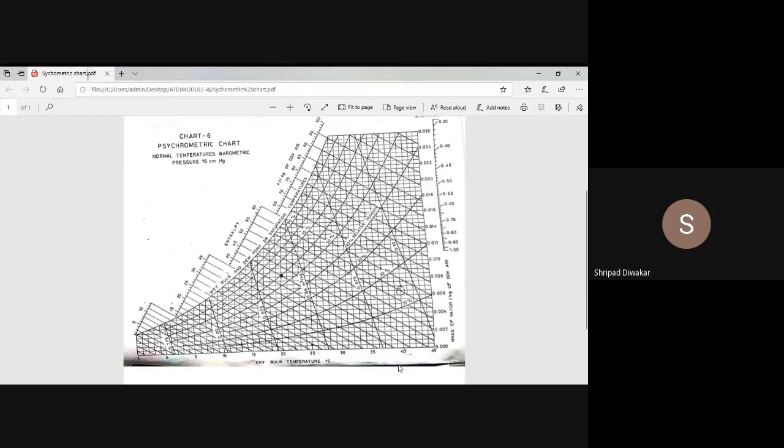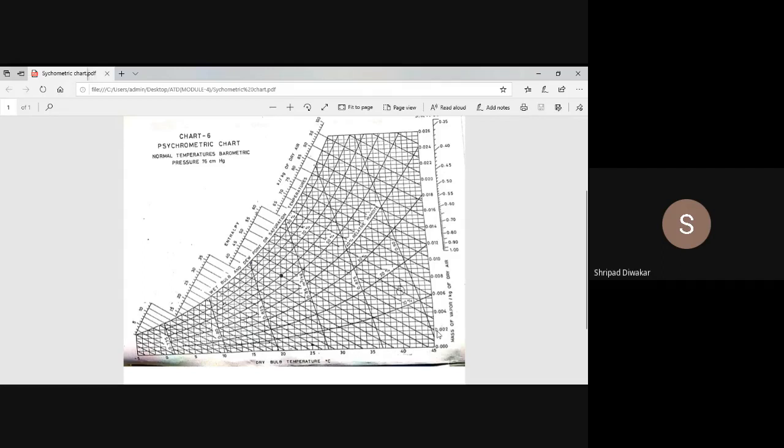The second definition we studied is specific humidity. Specific humidity is the ratio of water vapor to dry air, that is, how much moisture is present in the dry air. We studied the definition and derived it in the theoretical part. The second one is specific humidity. Don't confuse specific humidity with relative humidity.